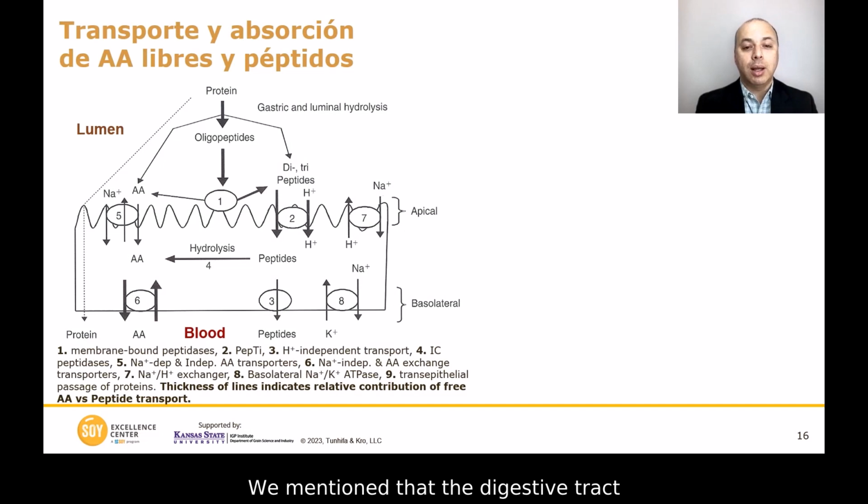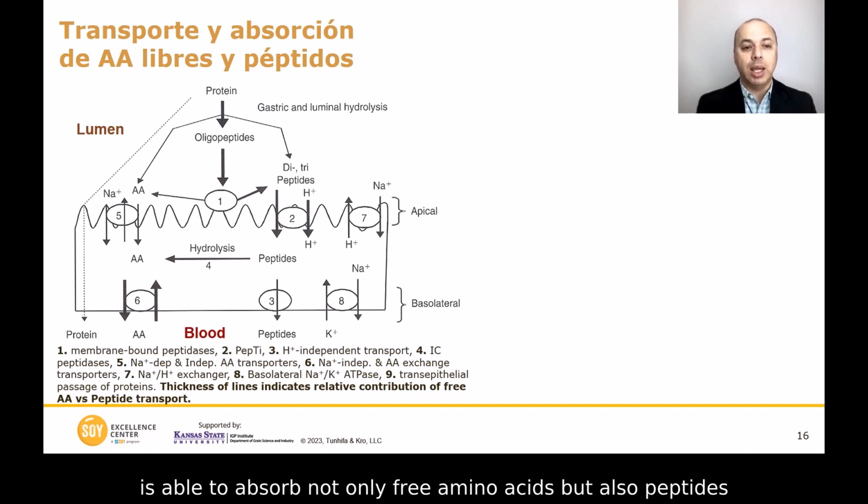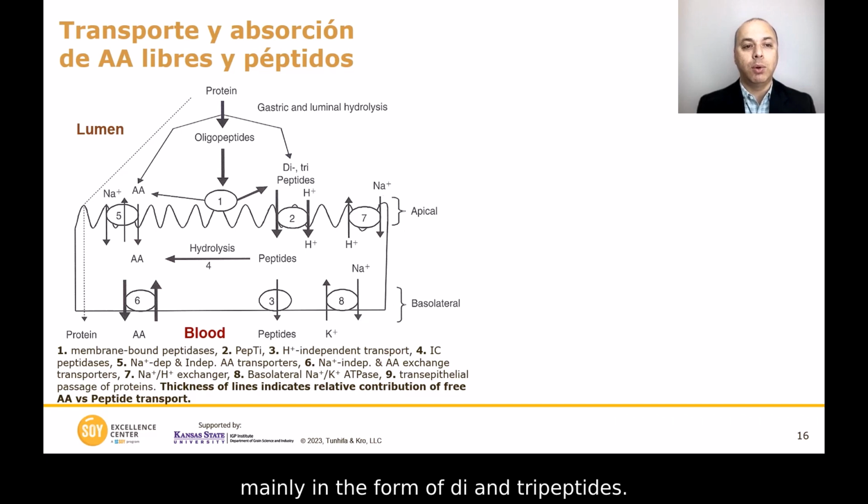We mentioned that the digestive tract is able to absorb not only free amino acids, but also peptides, mainly in the form of di- and tripeptides, where these are molecules of 2 and 3 amino acids. And again, there are different mechanisms. Some of them are sodium dependent, and then it requires energy as well.